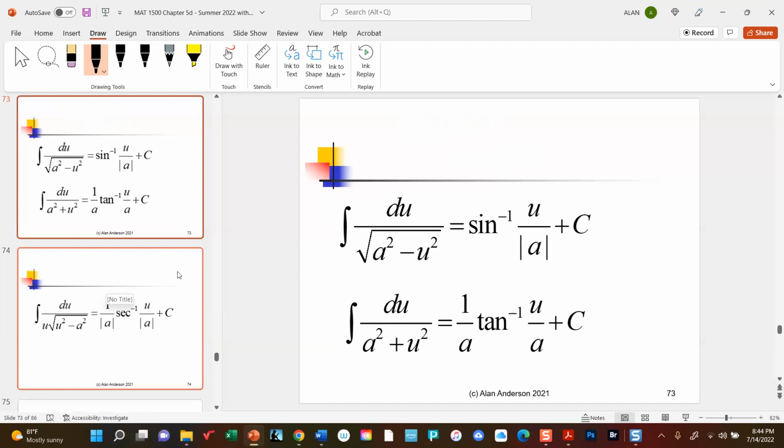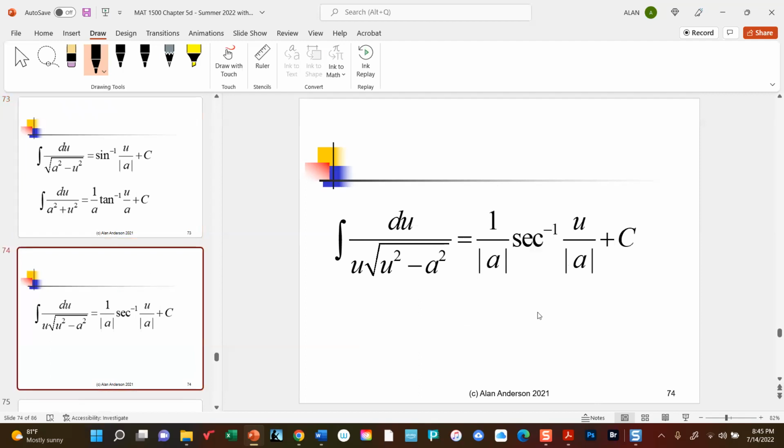And by the way, how will you know these? Well, after a while, you start to recognize them. It's just one of those things where you just have to get some practice with it. And you might say, well, how should I know that this is an arc sine or cosine? Just practice. It's just that simple. You might have a case that looks similar to this, but not quite the same, and it won't be an arc sine or a cosine. But anyway, this last one, u radical u squared minus a squared, you can see that this is 1 over absolute a, arc secant u over absolute a plus c.